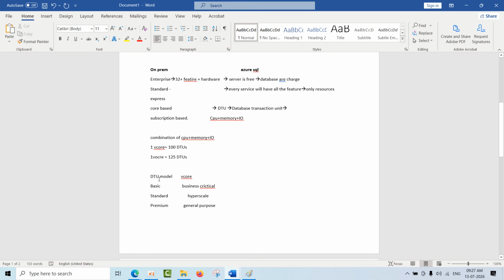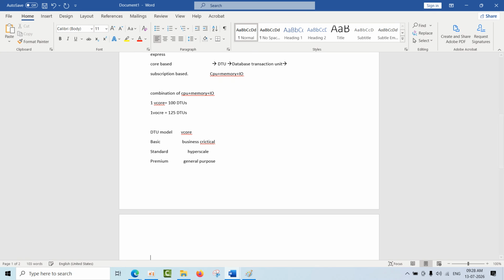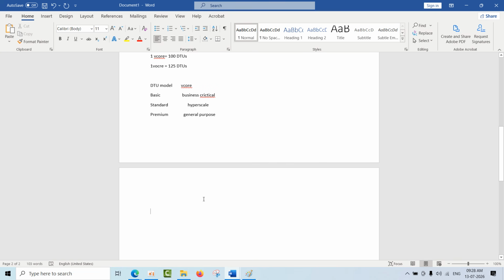In the interview, they will ask you what kind of purchasing models we have in Azure SQL database. Then what is the difference between all these things? Only resources. Resources are the main differences between all these things. And a little bit, one or two feature supports, that is ignorable. Mainly resources. Okay, so this is the one thing.